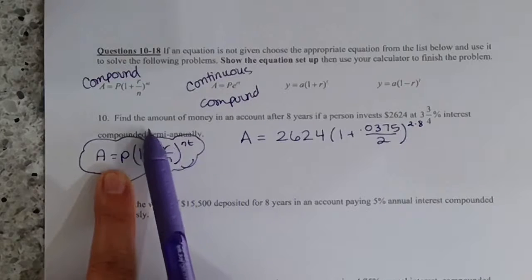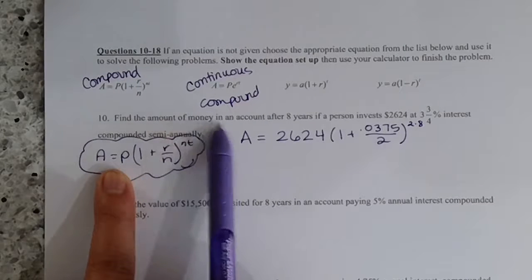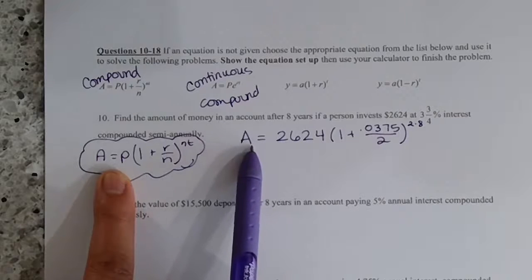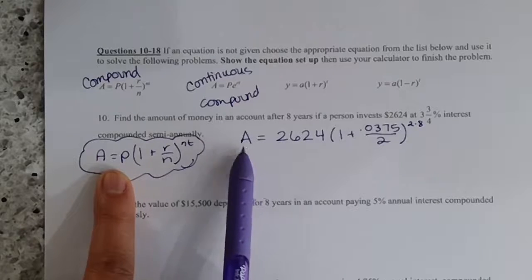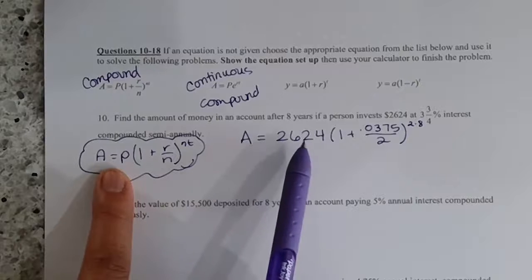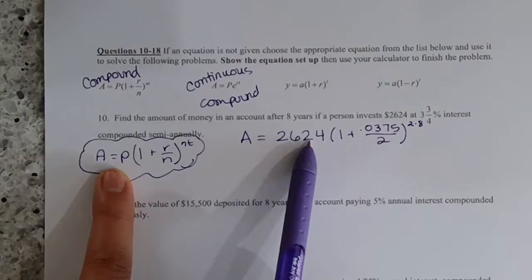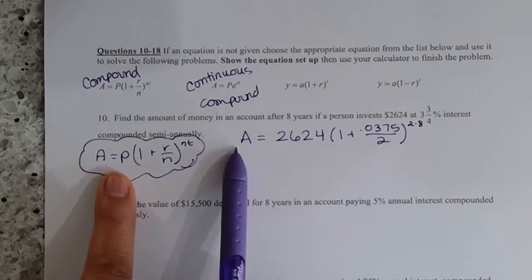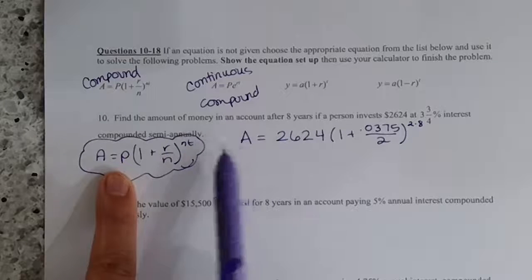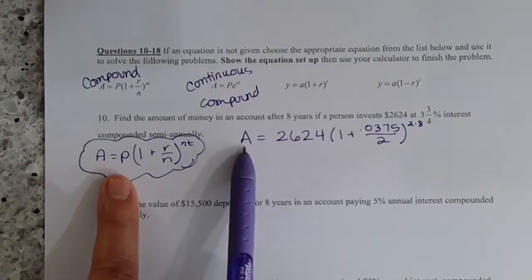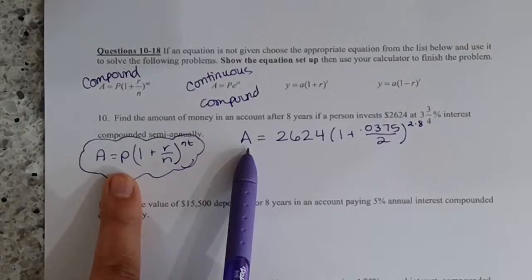Next thing you want to know is, what are they asking you? Find the amount of money in the account after 8 years. So they want to know the total. Most of the time they want this answer, but sometimes, oh, well, how much money should I invest if I want to end up with, like $50,000 in 3 years, whatever. So most of the time it's this one, but not always. So make sure you read your problem.